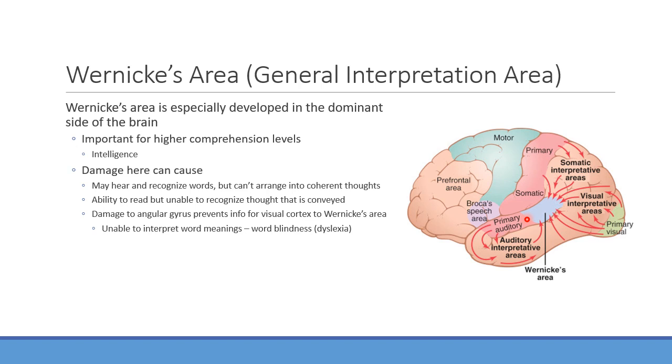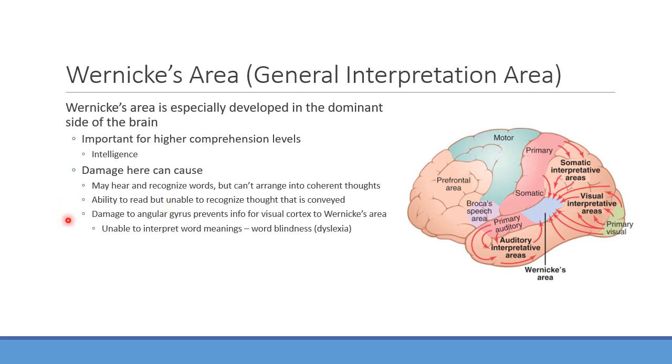We'll look at that a little bit later, so you can see how it manifests differently. But very important, Wernicke's area is for higher comprehension levels, right? Because most of the sensory inputs we're taking in, we're converting into words, so language is very important there. For instance, if you have damage, you may be able to hear and recognize words, but you can't arrange them into a coherent thought. Or you may have the ability to read, but be unable to recognize the thought being conveyed. You can read the same thing 10 times over and maybe not make any sense of it.